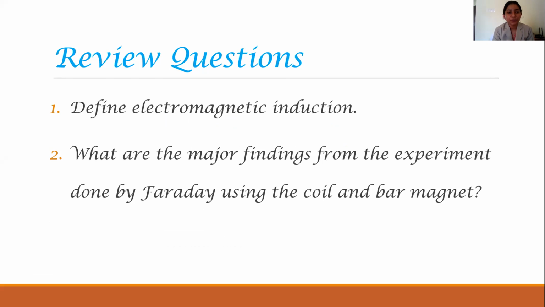The second question for you is, what are the major findings from the experiment done by Faraday using the coil and bar magnet? You know that there are two major findings we derived from the first experiment. We understood that an induced EMF is produced in the coil, and the second is the concept of electromagnetic induction. You have to answer these questions by yourself.